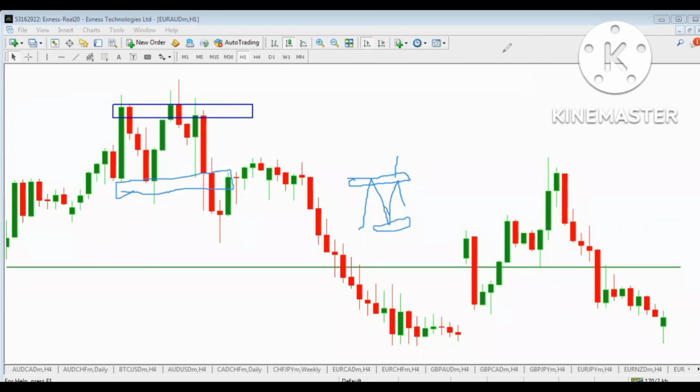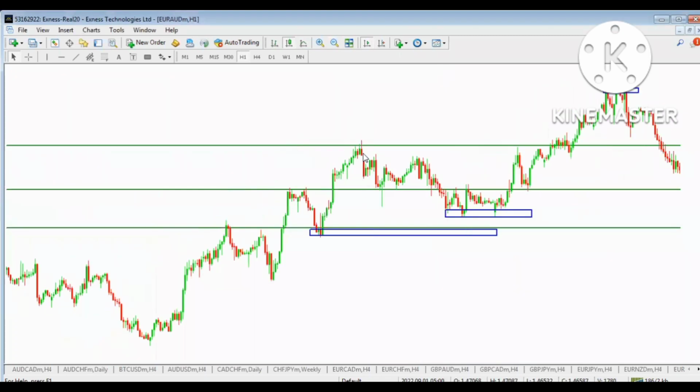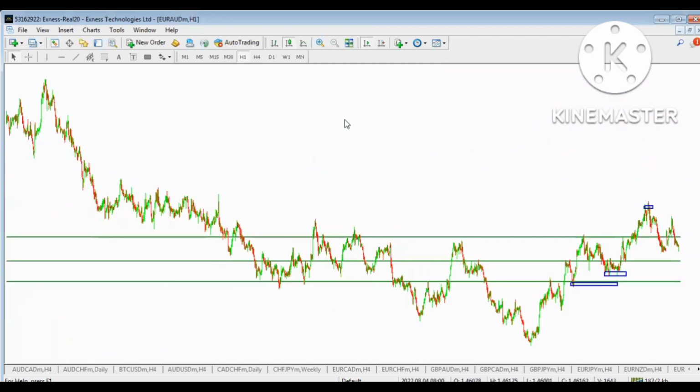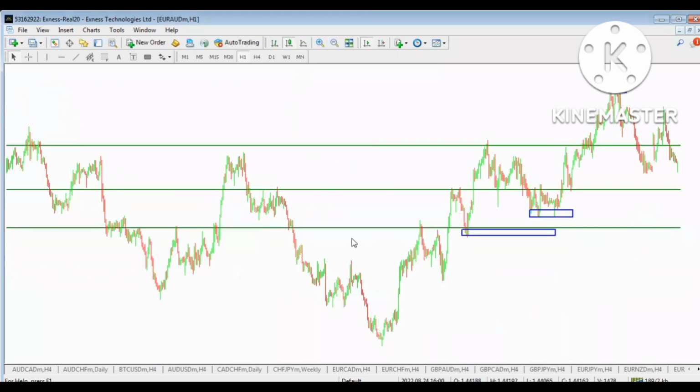Let me show you something else. Let me try to zoom. I want you to look at this chart. This is Euro AUD. I want you to look at Euro AUD, beginning from this point up to this point. Now, what are we seeing in the market? I want you to look at this. What are we seeing in the market?